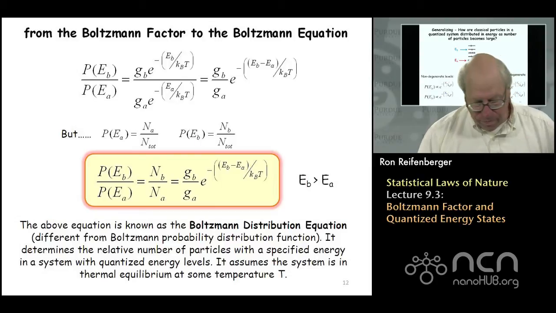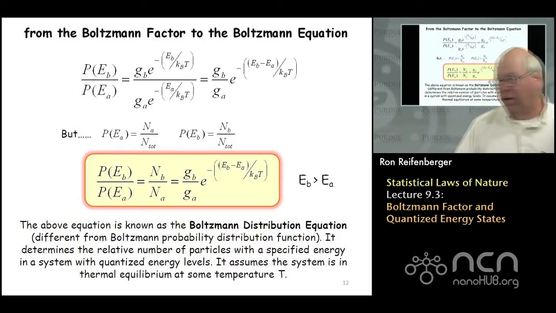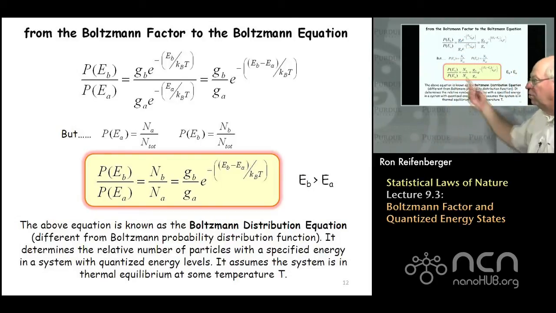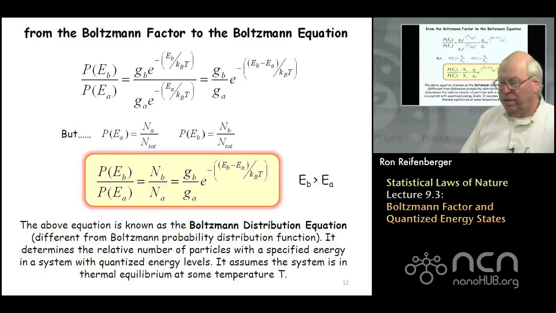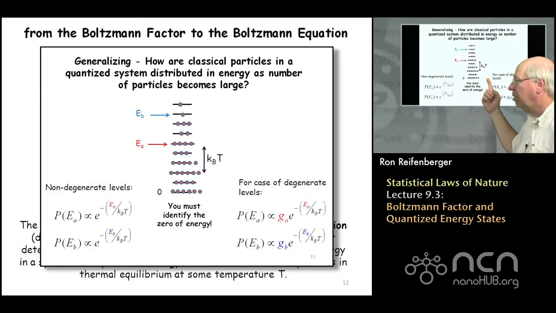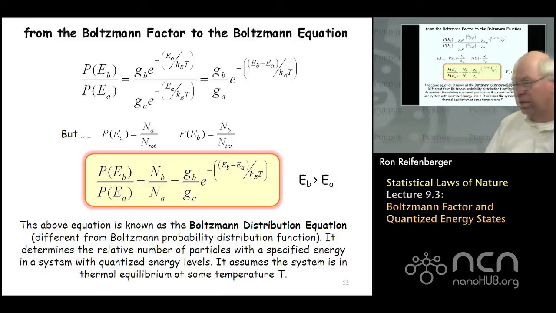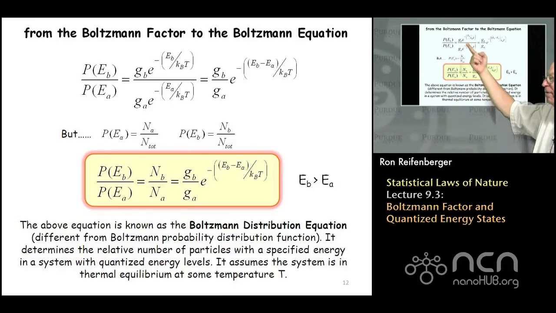So this allows us to define something called the Boltzmann factor. The Boltzmann factor is just simply the ratio of the probabilities that you get a particle in energy E sub B divided by the probability that you get it in energy E sub A. The reason we take the ratio is because these are proportionalities. There are numbers out in front, and we don't know what those numbers are at this point in the course. So by taking the ratio, those prefactors cancel, and you end up with an expression that looks like this.